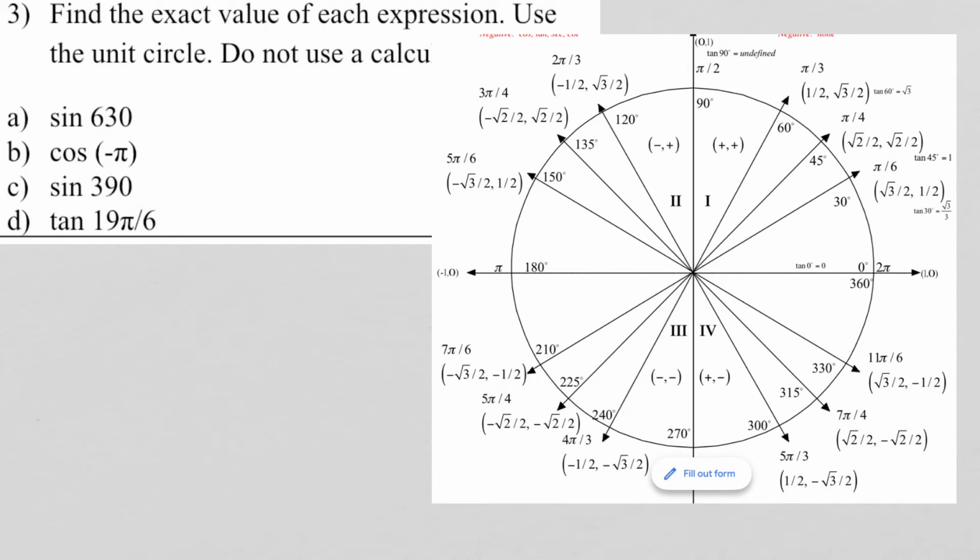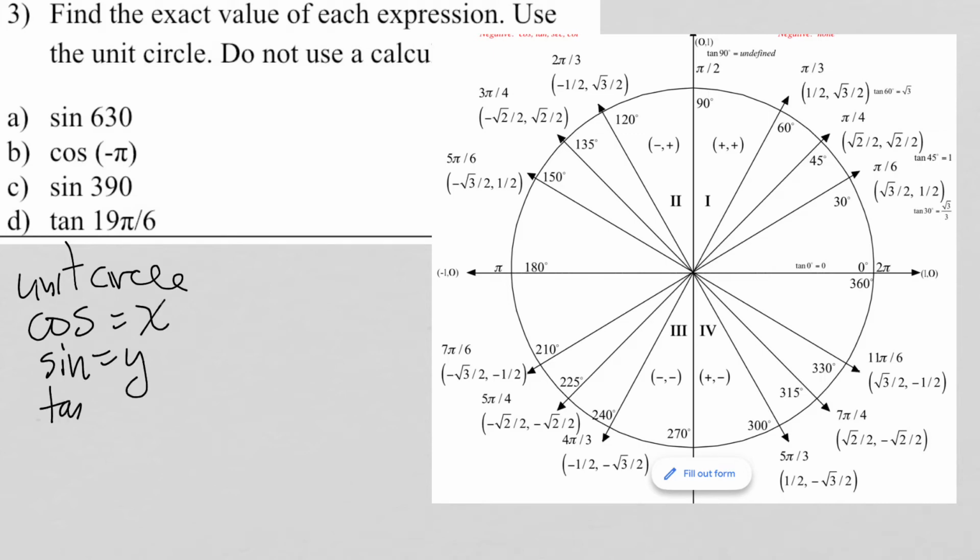You just have to remember that on the unit circle, cosine is always the x-coordinate, sine is the y-coordinate, and tangent is taking the y and dividing it by x. So for the first one here, we want to find the sine of 630 degrees. Well, we need to figure out where that's going to land on the unit circle. It is going to be passing a full circle, and then how much more past 360? If I do 630 minus 360, I get 270 degrees. So the sine of 630 lands on 270 here.